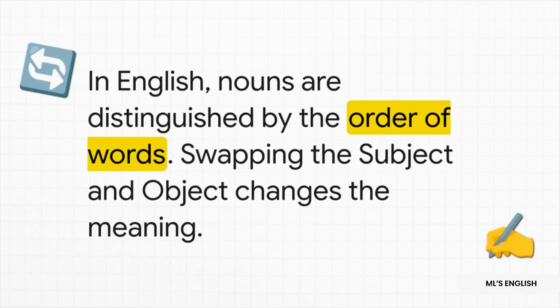Okay, so why does any of this matter? Well, this is absolutely crucial. "The horse kicked the boy" tells a very different story from "the boy kicked the horse," right? In English, word order literally creates meaning. The order of the nouns tells you exactly who did what to whom. Once you master this, you have complete control over the story you're telling.